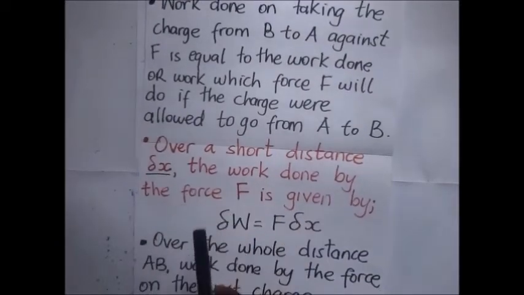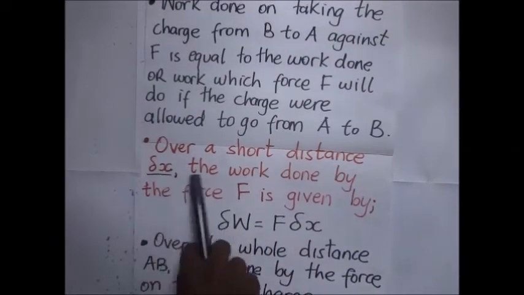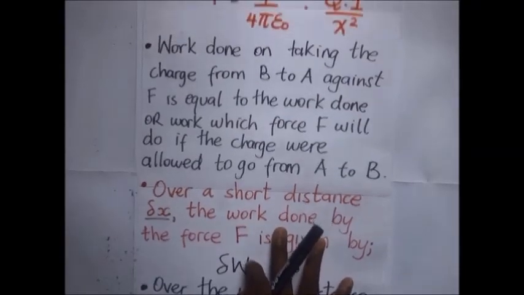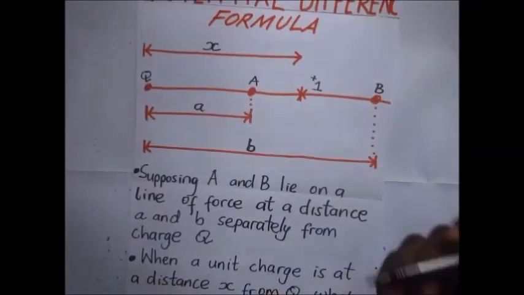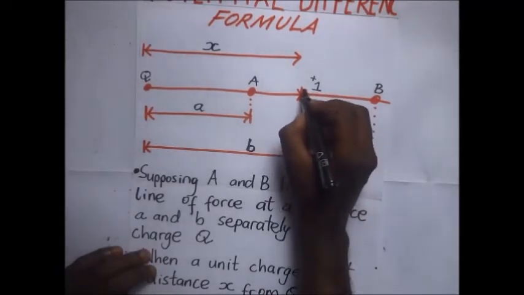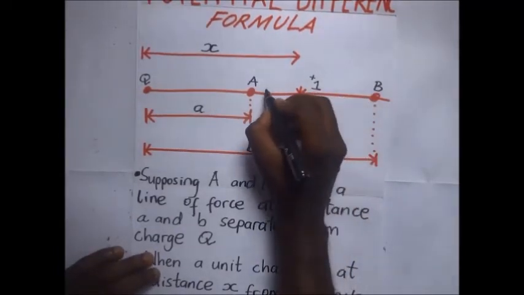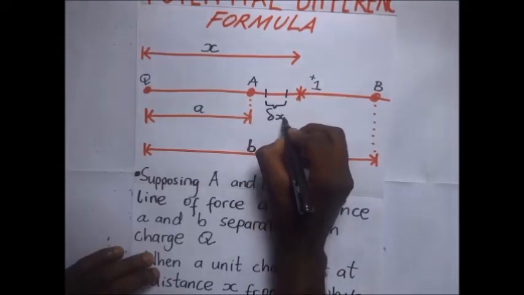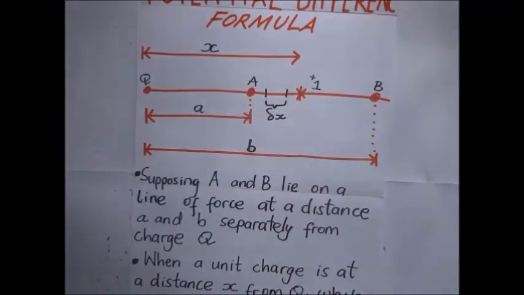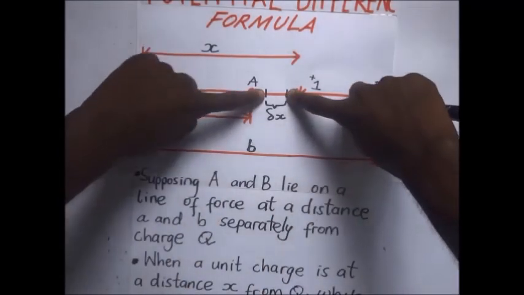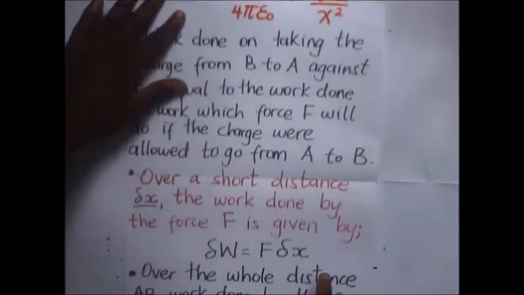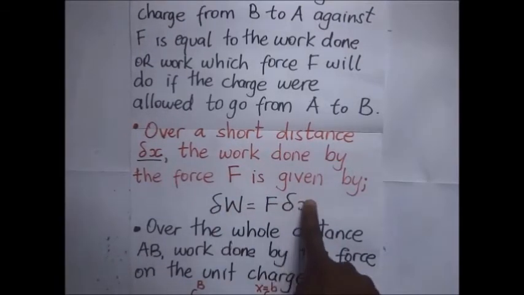Now, over a short distance dx, the work done by the force F is given by the small change in work, which is equal to force times that small change in distance. If this test charge is to move from, let's say, that point to that point, through a very small distance dx, the work done in moving through that small distance is going to be the force times that small change in distance. And that is what this expression means here.